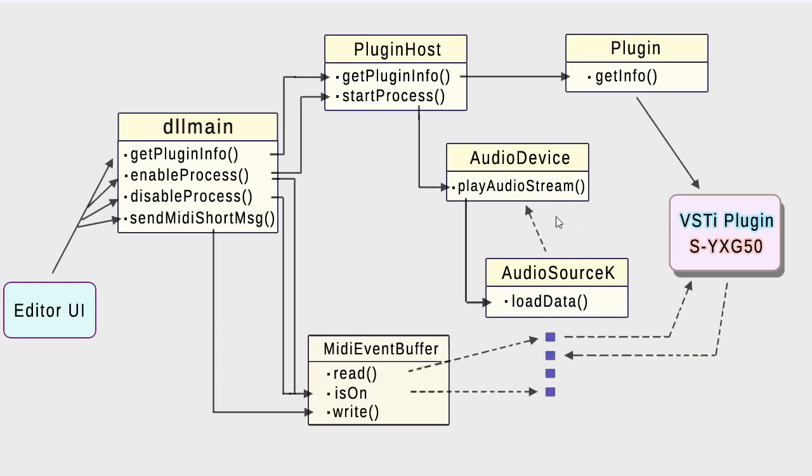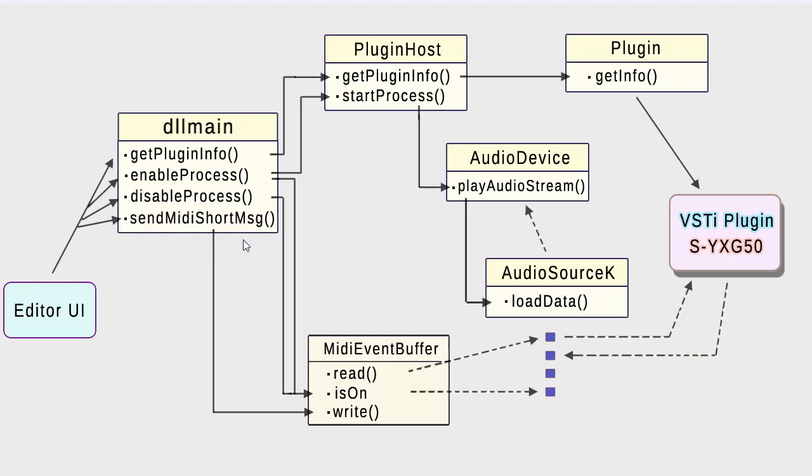By the way, the arrows with solid lines stand for function calls, and the arrows with broken lines for passing of data. These blue squares are steps of execution in the load data method. I briefly talked about the sendMIDI short message function. This is where the MIDI events data is being passed from the UI to the plugin.